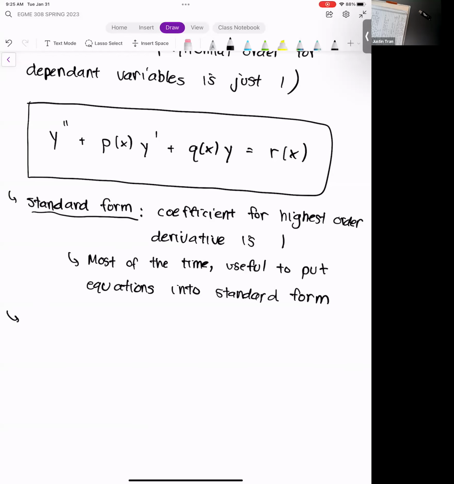A couple more definitions. We're going to make the distinction here between homogeneous and non-homogeneous equations. I think I mentioned it briefly in our first order section, but here it's actually going to make a difference in terms of how we solve our equations.